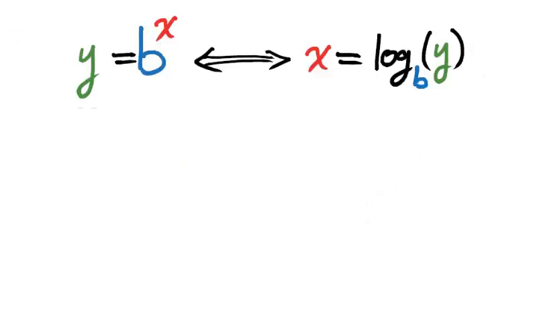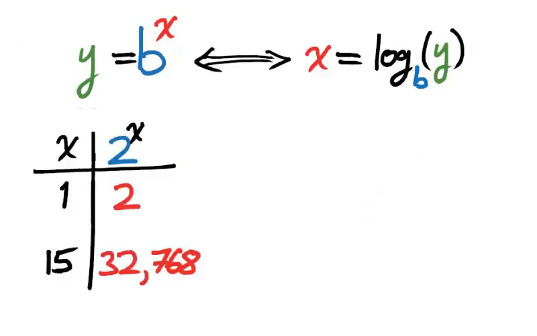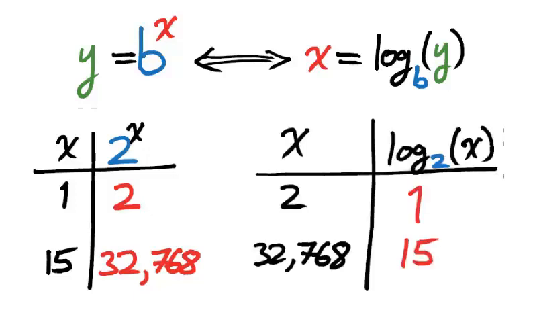Exponentials have a very quick y growth. For base 2, the value increases from 2 at x equals 1 to 32,768 at x equals 15. Logarithms base 2 increase from 1 at x equals 2 to 15 at x equals 32,768. Since logarithmic growth is slow, very large numbers can be represented using very small numbers.